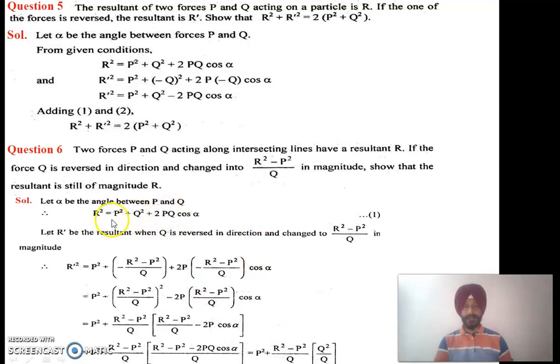This is R still. R square is equal to R square, as Q square and Q square cancel, P square and minus P square cancel, so R dash square is equal to R square. Now come to the next one.